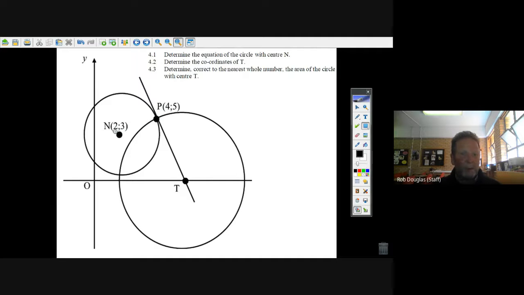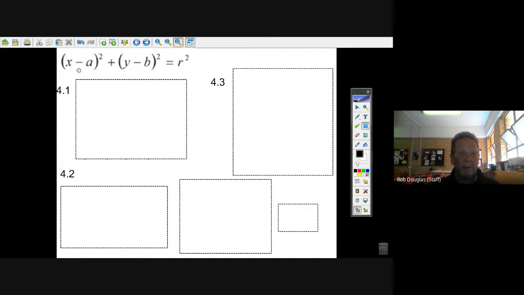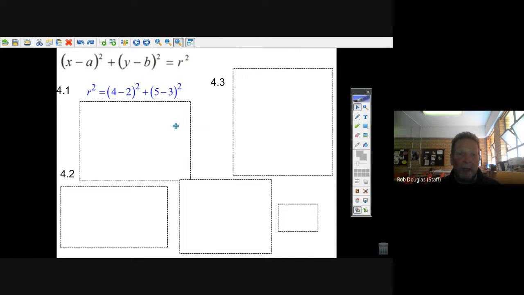Well, I've got both points, so I can just use the distance squared. I've got a formula for figuring this out. I've got the center, (2, 3), and I can figure out r squared by putting the two points, (4, 5) and (2, 3), into the distance formula. So I go 4 minus 2 squared, subtract the x's, plus 5 minus 3 squared, subtract the y's, and I get 2 squared and 2 squared. I get r squared is 8.